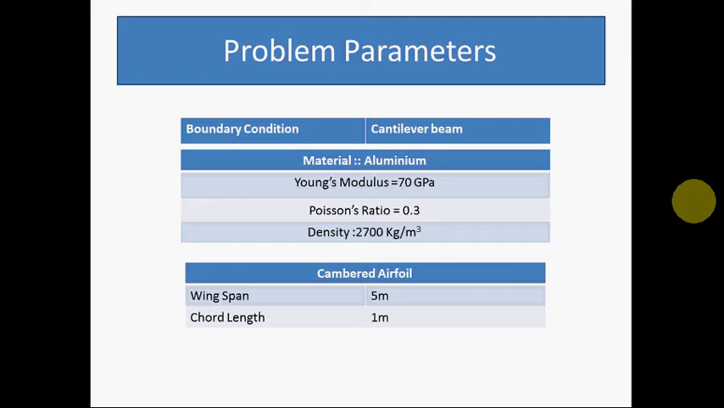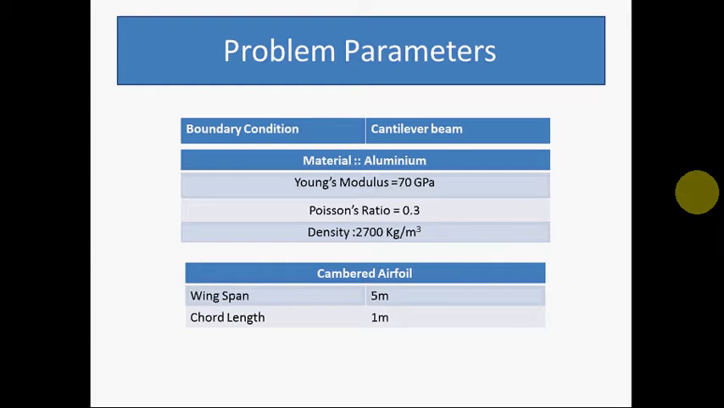So now go for the problem parameters. The boundary condition is a cantilever beam, aluminium, 70 GPa, and Poisson's ratio is 0.3, and density is a very important parameter. Without density, this problem cannot be solved. The number of modes to extract is going to be 5. For the cambered airfoil, wingspan is 5 meters and chord length is 1 meter.